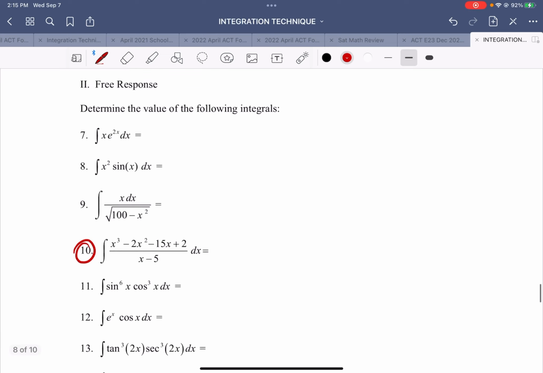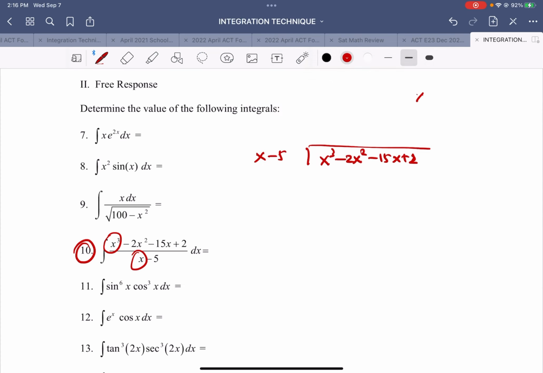This one is a polynomial. So remember, if you have a polynomial numerator and denominator, like a rational expression like that, and the highest power in the numerator is greater than or equal to the denominator, then you do long division. So let's do that: x cubed minus 2x squared minus 15x plus 2 divided by x minus 5. Remember, sometimes when you do long division, if there's a missing term, make sure you put 0.